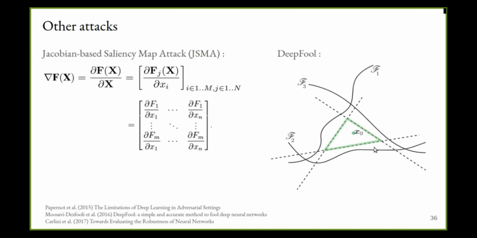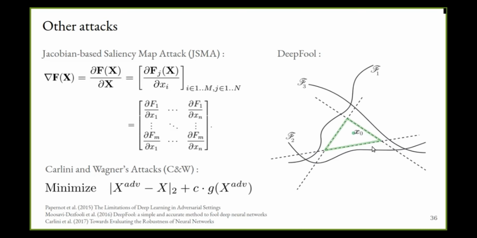DeepFool is more a geometric method, where we try to find the shortest distance between the normal example and the classification boundary it has to cross in order to be classified in another class. This distance is the perturbation added to the example.